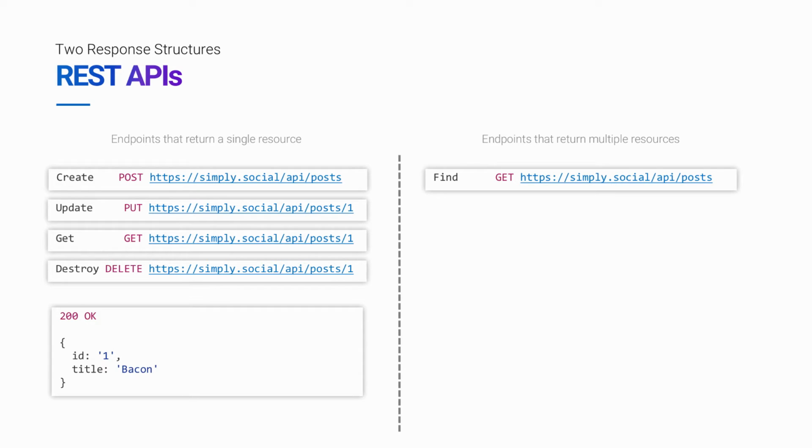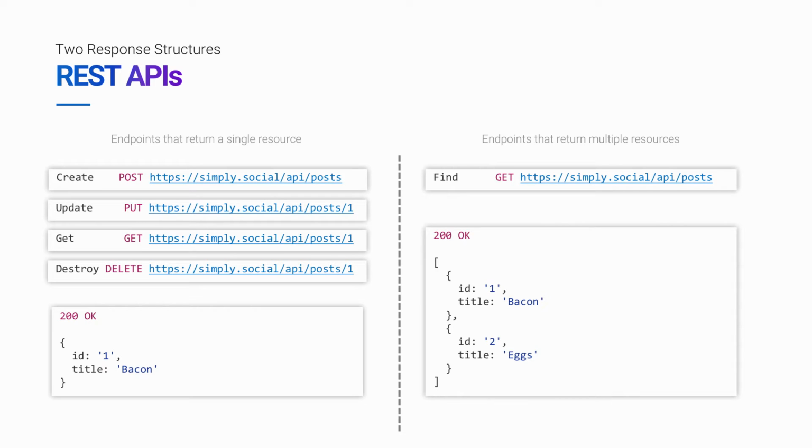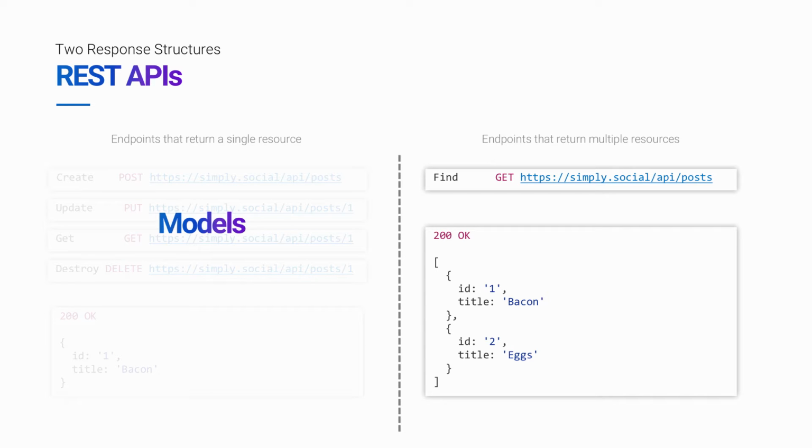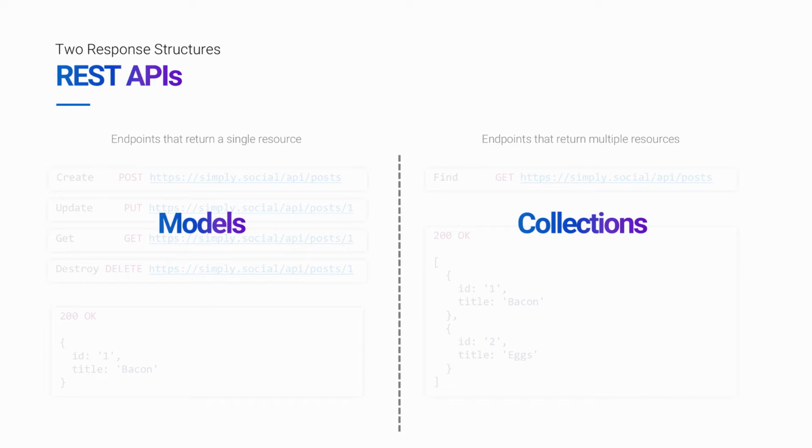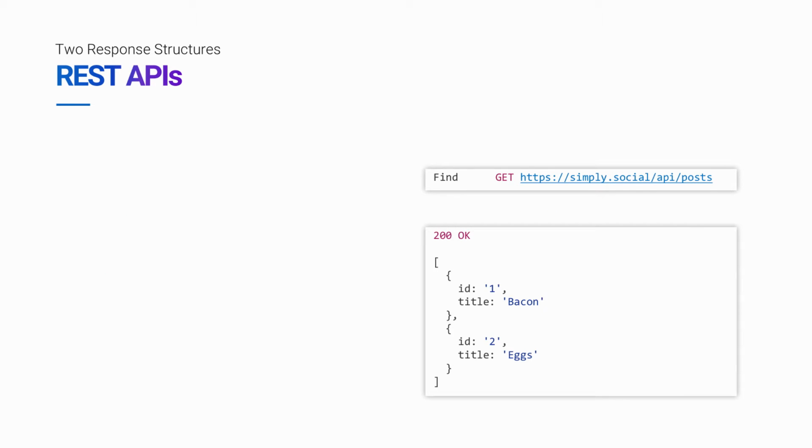But if we wanted to find data, so we wanted to make a request to get a list of posts in this example, that data structure returns multiple resources. In Lore, models are responsible for dealing with endpoints that return a single resource, and collections are responsible for interacting with endpoints that return multiple resources. And to talk about how to solve our problem, we're going to focus on this example endpoint for finding posts.